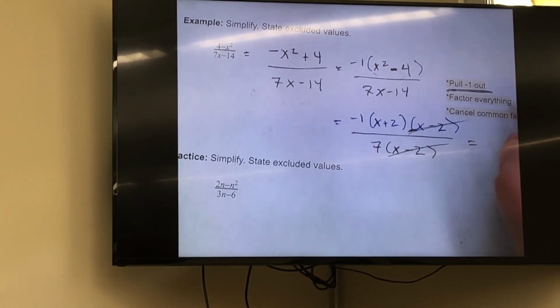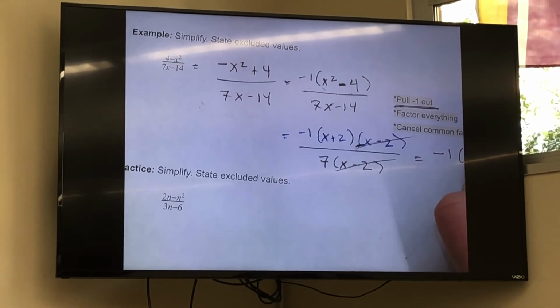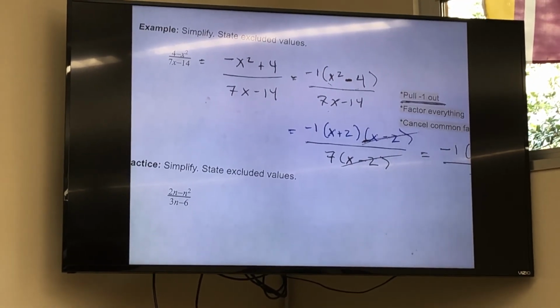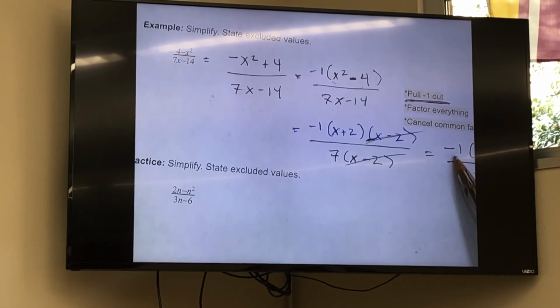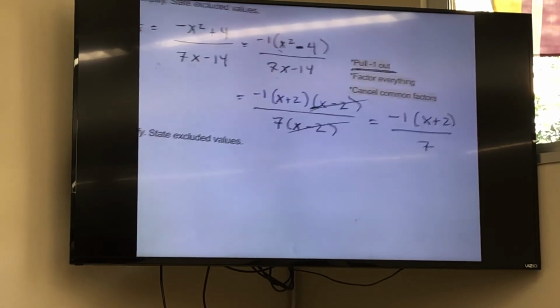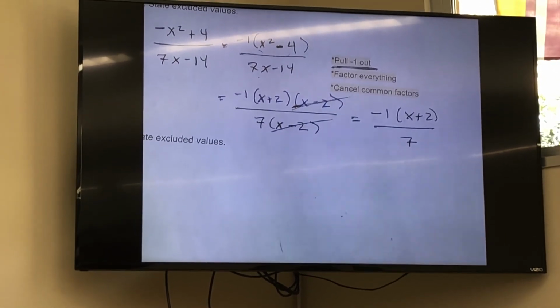So then I just rewrite my answer. I have a -1 on top and an x plus 2 here in parentheses over 7. So just as Mr. Deshane was suggesting before, you could distribute the negative in, but that's just a little bit more work and we're good with that answer right there.